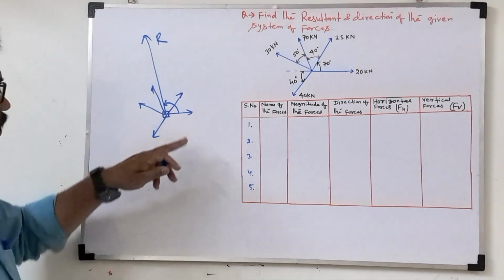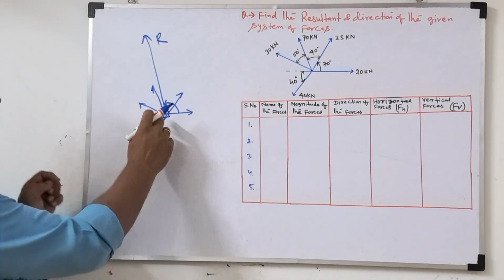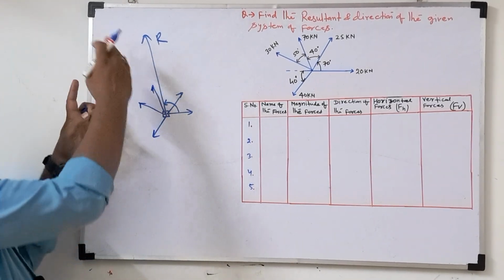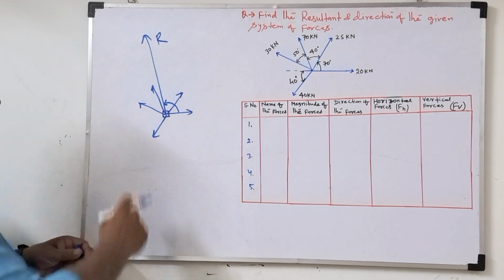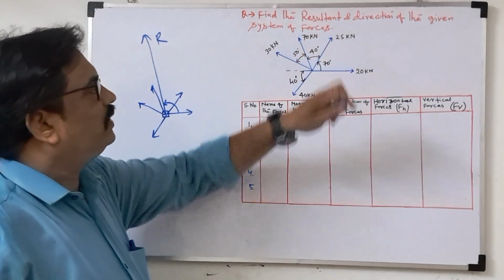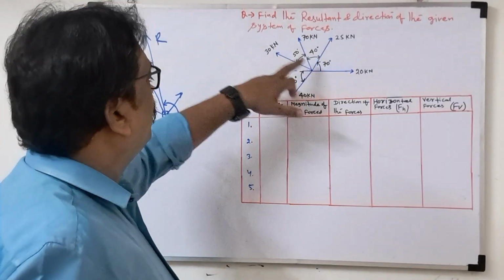A simple example: suppose 5 persons are dragging that block, the block will go in only one direction. That is called the resultant, and that is called a system of forces. So here they are asking: find the resultant and direction of the given system of forces.